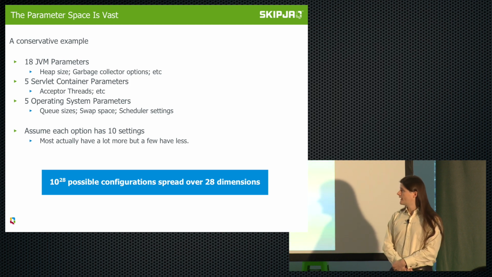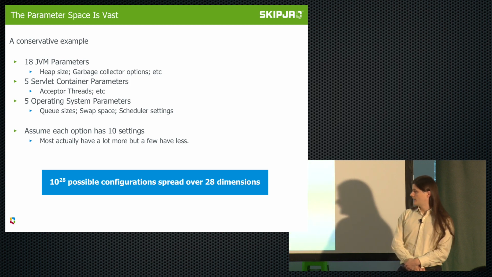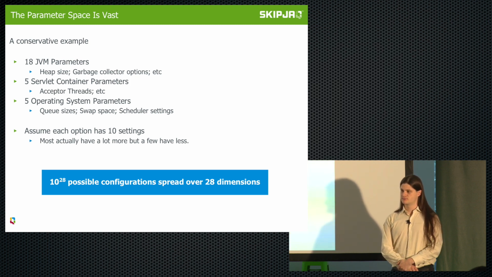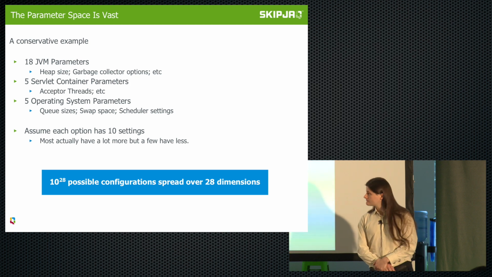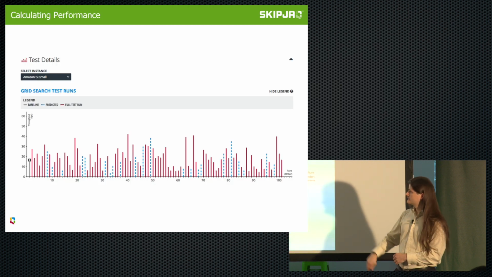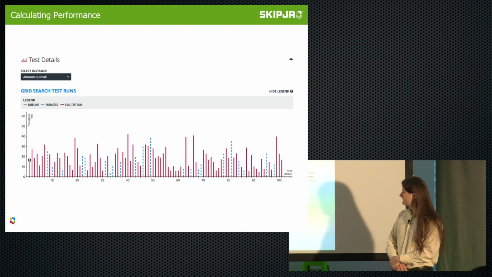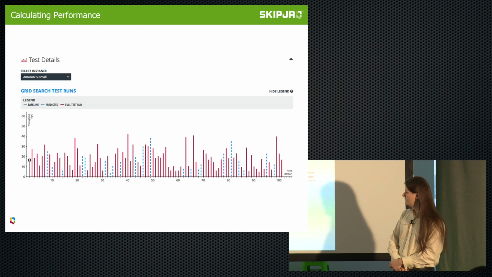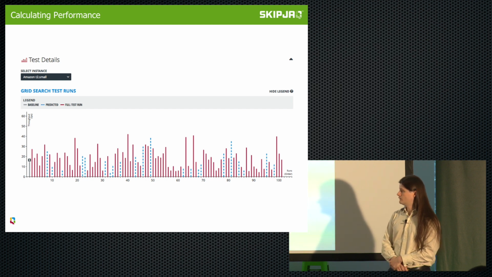And it turns out if you work out how many different configuration permutations there are, there's just 28 different dimensions there, and there's a lot of scope for exploring this space. And even if this is the example of characterizing the performance on just one of the types of instance at Amazon, for example, here we're doing about 100 tests, and even that isn't going to possibly cover it all or anywhere near that.